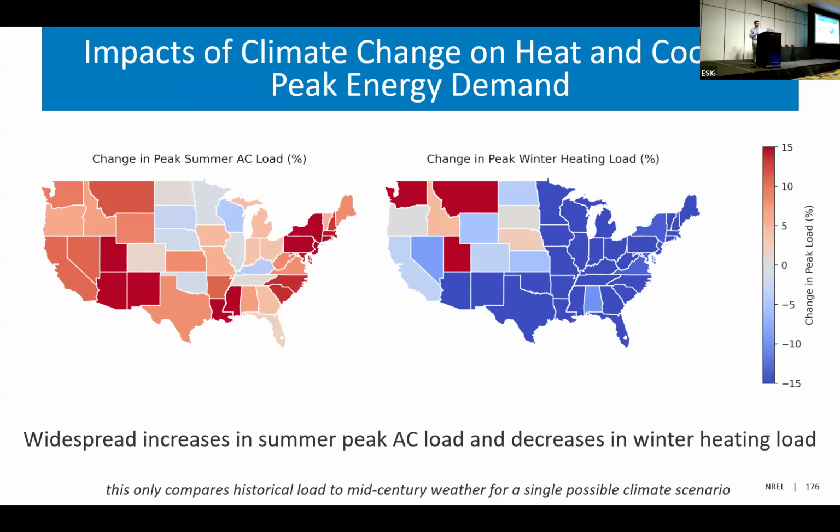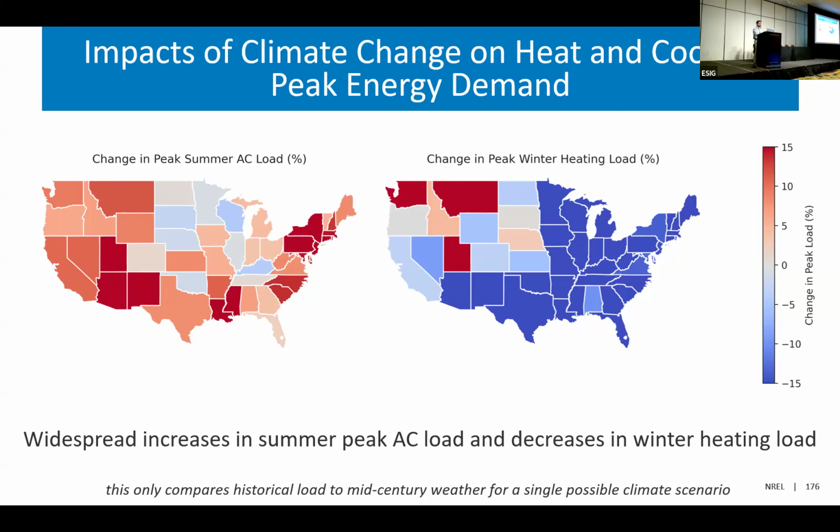So here we're comparing historical weather from 2007 through 2013 against future, simulated weather from 2050 to 2059, looking at changes in summer AC load and winter heating load. And generally, perhaps unsurprisingly, you can see large-scale increases in peak summer AC load. It's going to be a little bit hotter. And generally large-scale decreases in peak winter heating load, although there are some cold events that are affecting the northwest.